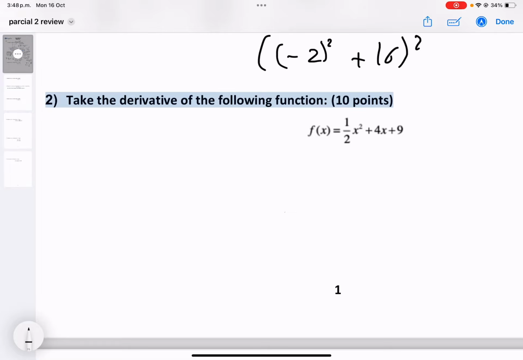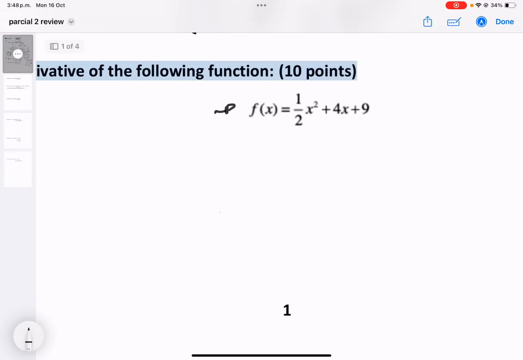Okay, so moving on, we have another function here, and we want to find the derivative. What I have to do here is apply the derivative of the function. That means take the derivative of each part of the sum. So I'm going to take 3 derivatives, like this.